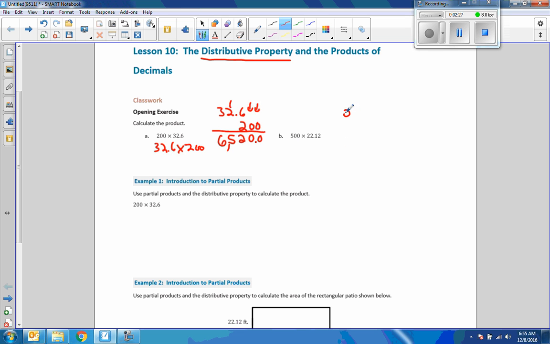Let's try another one. 22.12 times 500. Notice I left some of those zeros over. 0, 0. 5 times 2 is 10. 5 times 1 plus 1 is 6. 5 times 2 is 10. 5 times 2 is 10 plus that carried 1 is 11. Now the decimal would have been right here. Since we multiplied by 10, 100, the decimal goes here. So that is 11,060.